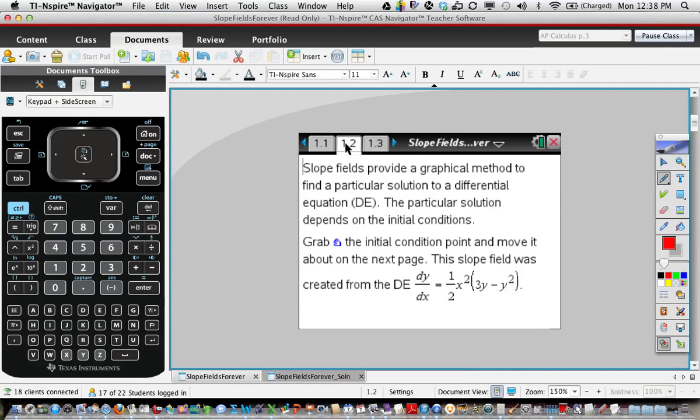And of course we should know that the solution to a differential equation is the original function. So a slope field is a graph of the original function for this particular one. So we have our differential equation here, the slope field, and that's where we go on to the next page on your calculator.